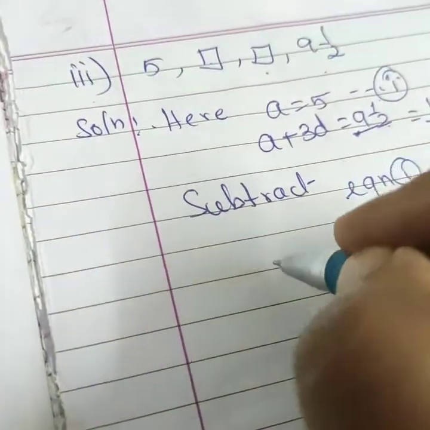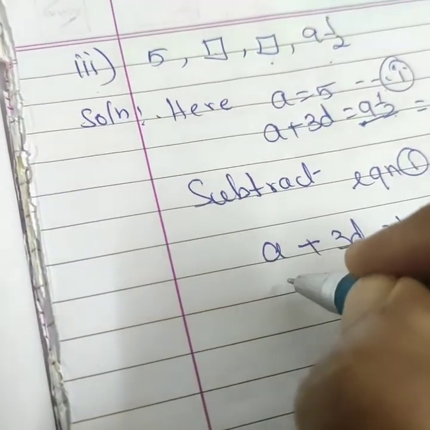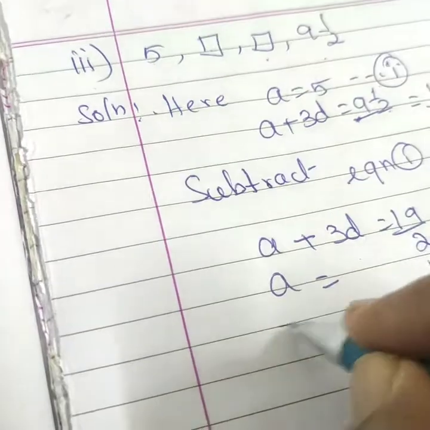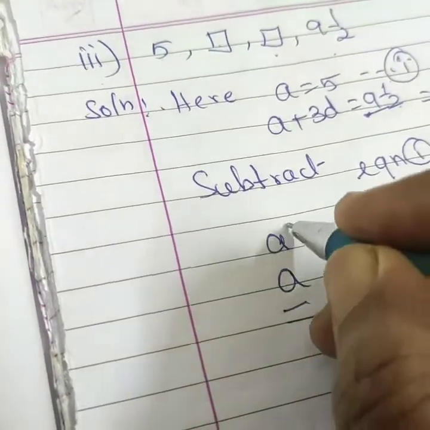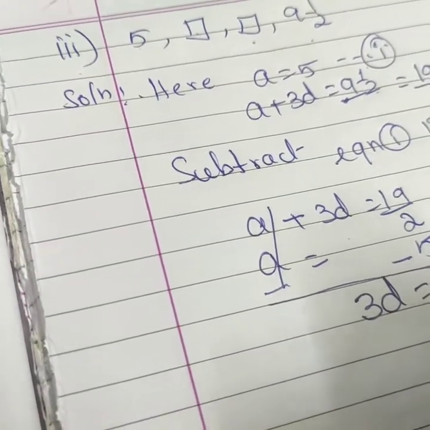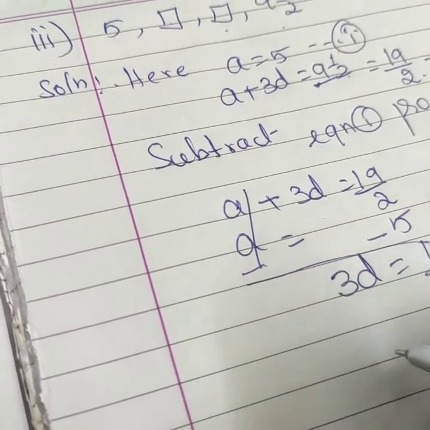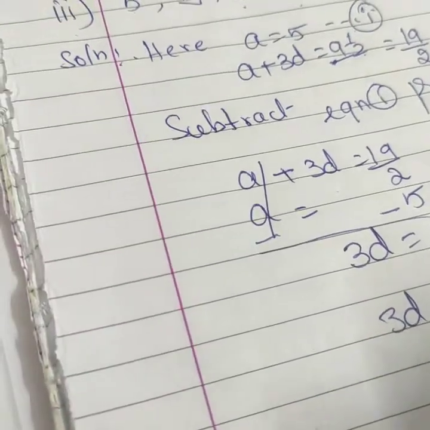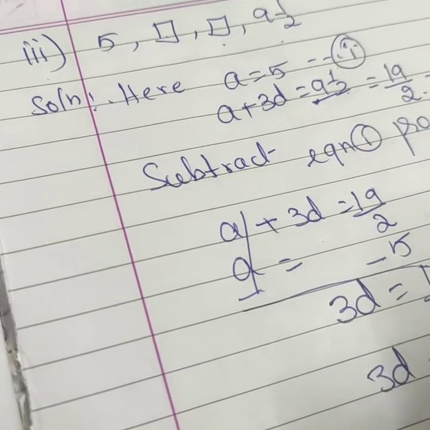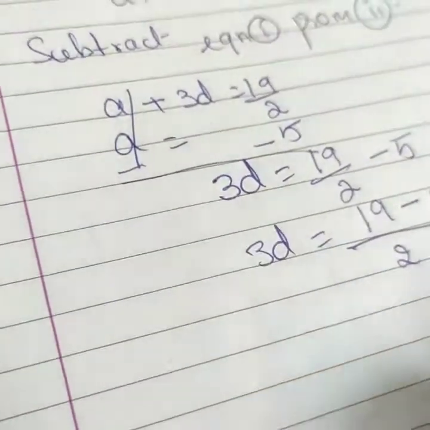So write it as a plus 3d is equal to 19 by 2, and a is equal to 5. Change the sign, this will cancel. You are left with 3d is equal to 19 by 2 minus 5. Take the common denominator 2. So you have 19 minus 10, that is 9 by 2. So 3d is equal to 9 by 2.